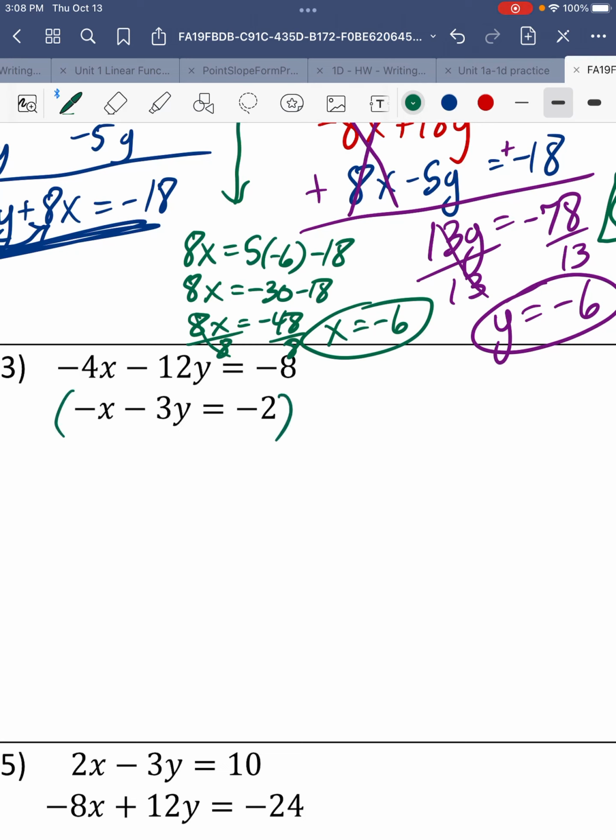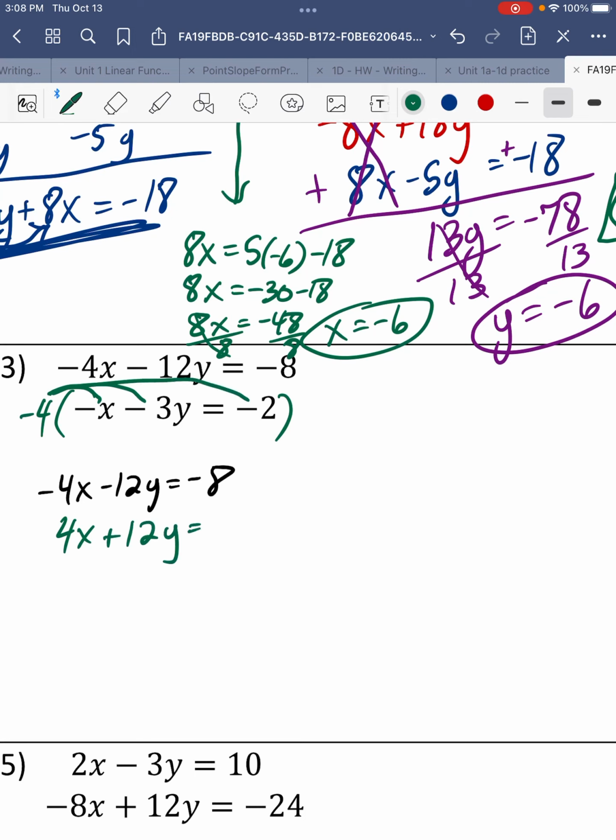I'm going to eliminate the x's, so I'm going to multiply the bottom equation by negative 4. So the top equation becomes negative 4x minus 12y equals negative 8. Bottom equation, let's write that in green so you can tell the difference. Negative 4 times negative x is a positive 4x. Negative 4 times negative 3 is a positive 12y. And equals a positive 8.